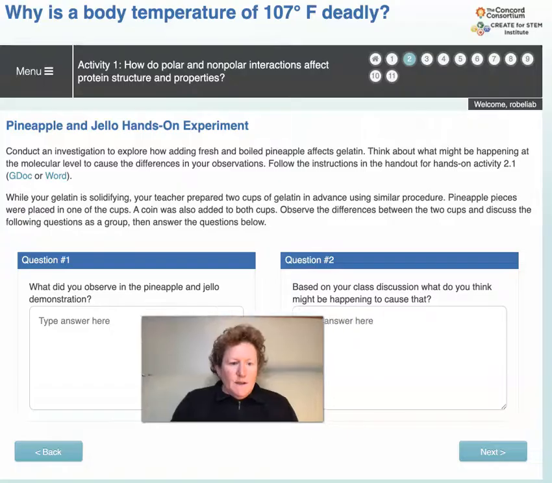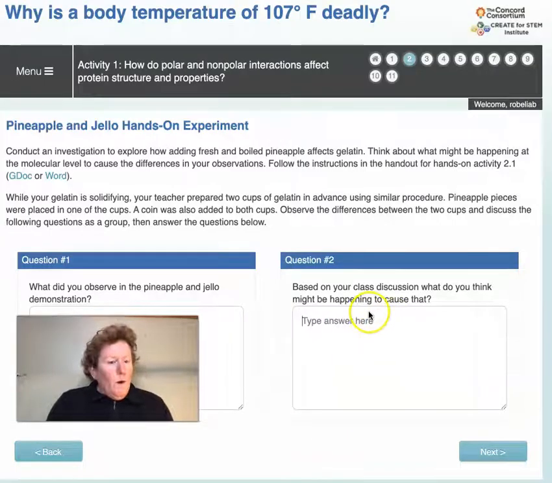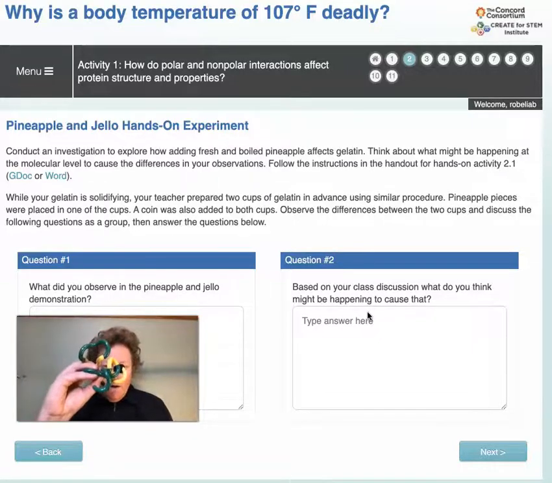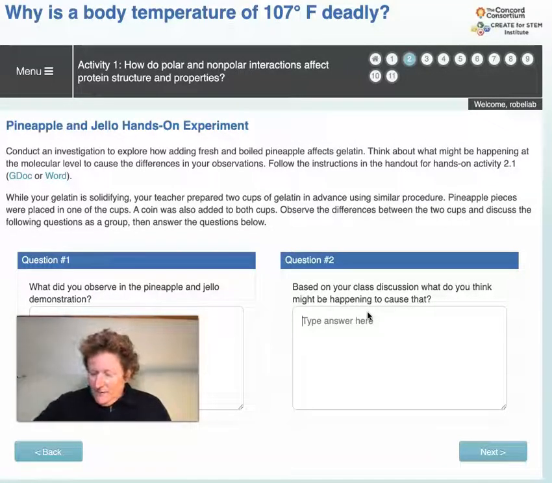And we didn't have a class discussion, but what do you think might be happening to cause that? And I'll give you a hint here. We have our protein that's all folded with the nonpolars in the middle and the polars, and it's very organized. It has a particular shape, but when we heat molecules, we know that they move faster. And some of the connections that normally form when things are a little bit cooler, the molecules might stop connecting and they might not fold quite the same way.